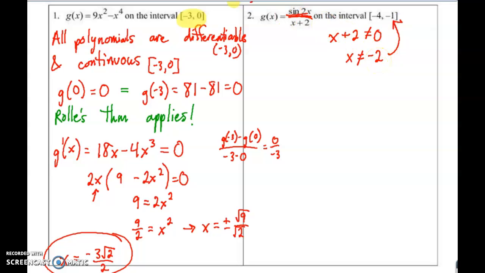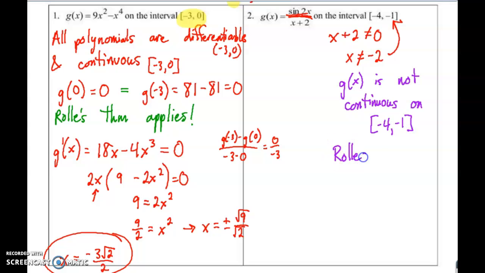So I would just leave it as g of x is not continuous. So therefore, it's also not differentiable, but you don't have to say both on the interval. So therefore, Rolle's theorem does not apply.